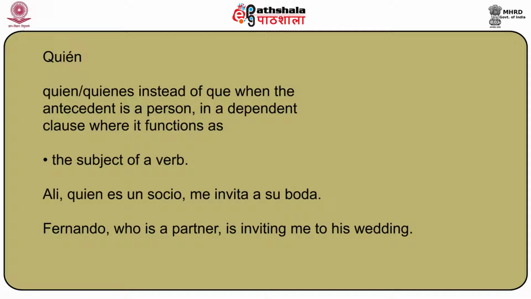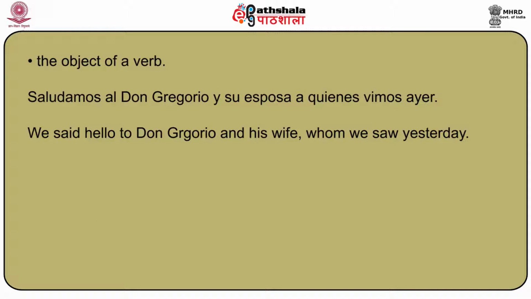The object of a verb in the example is quienes, preceded by the preposition a: a quienes. This construction parallels the antecedent in the main clause, a don Gregorio, which contains the contraction of the preposition a plus the definite article el. A quienes is the object of the verb vimos. Saludamos al don Gregorio y su esposa a quienes vimos ayer. We said hello to Don Gregorio and his wife whom we saw yesterday.